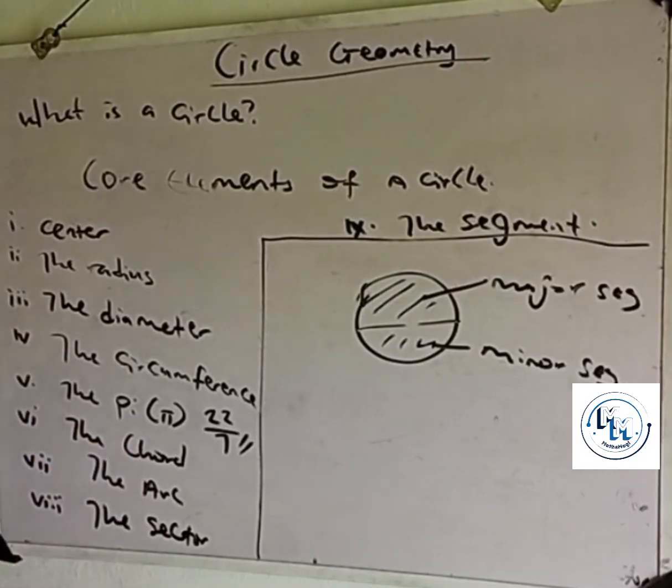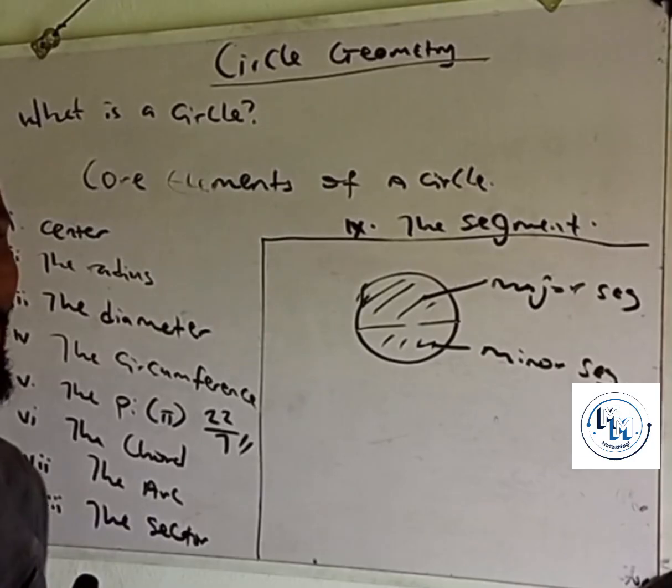A chord is any straight line that passes through the circle and touches 2 points on the circumference of the circle. We have an arc, which is just a portion of the circumference of a circle. We also have the sector of a circle, which is bounded by 2 radii and an arc. Then finally, we have the segment of a circle, which is just a portion of a circle that is divided by what? By a chord.